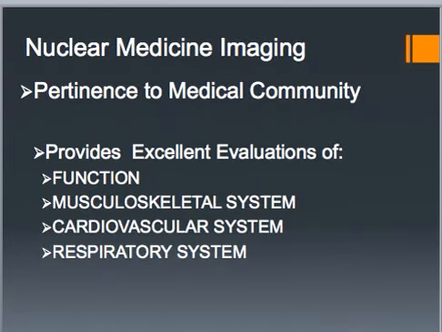So the pertinence to the medical community is that physicians can use nuclear medicine imaging to visualize the structures and function of an organ, tissues, bone, or different systems within our body. It provides excellent evaluation of the function of our anatomy, the cardiovascular system, so it can visualize the heart, blood flow, and function. It can detect coronary artery disease. It can assess damage to the heart after a heart attack. And it can also detect heart transplant rejections and more.